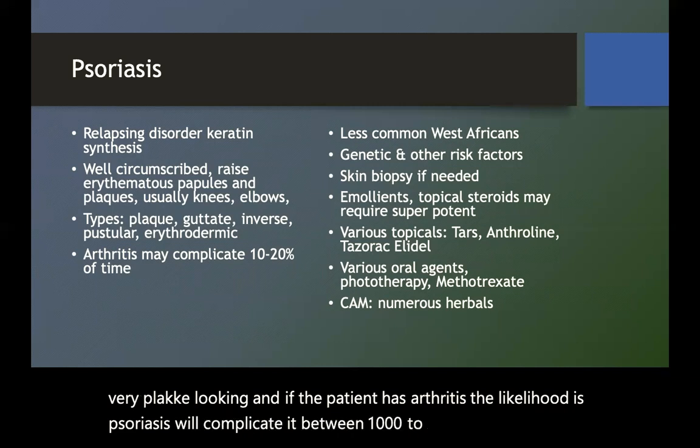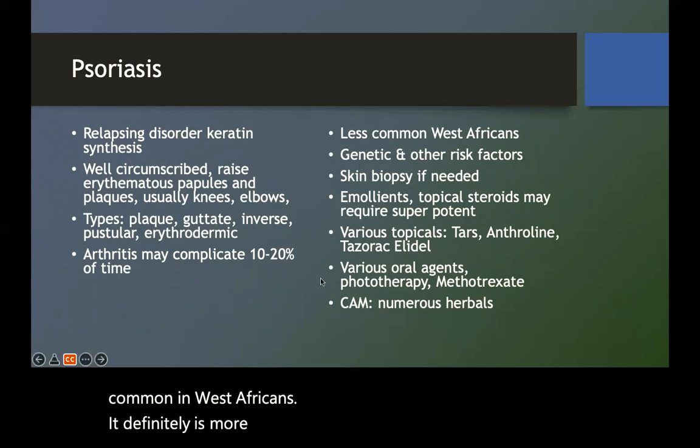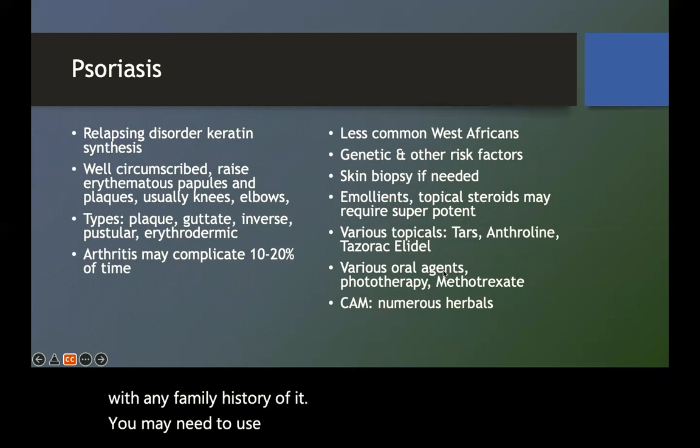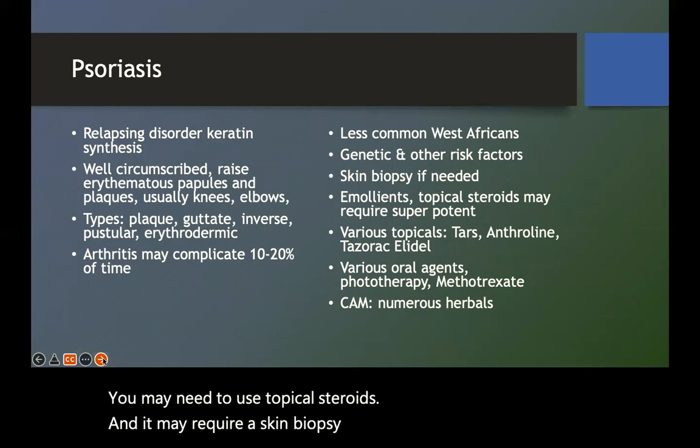If the patient has arthritis, psoriasis will complicate it between 10 to 20% of the time. It's less common in West Africans. It definitely is more common if you have a genetic background with any family history of it. You may need to use topical steroids, and it may require skin biopsy for diagnosis.